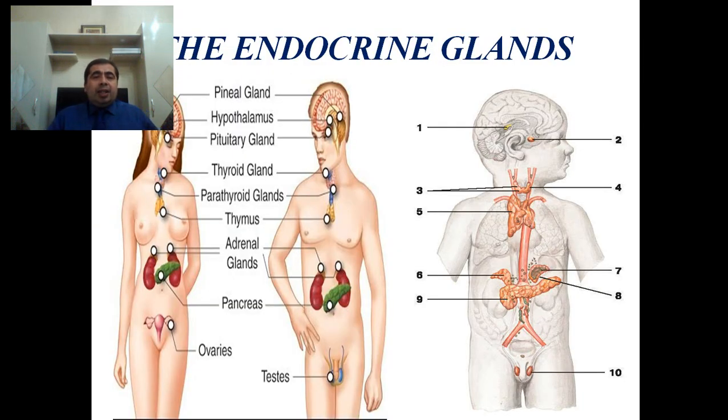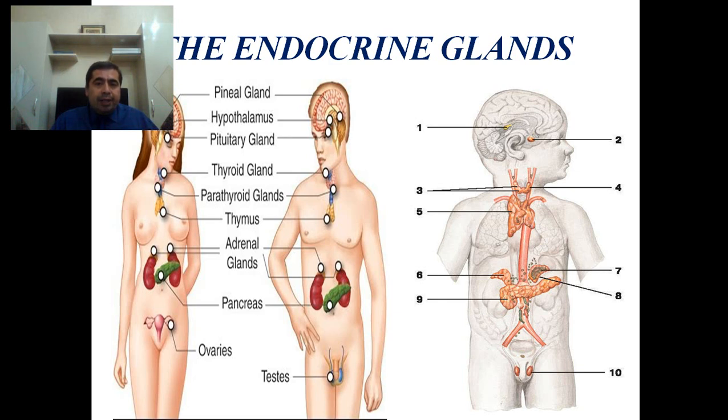About the endocrine glands, this is a very important system of the internal organs. As you know, the endocrine glands don't have ducts. Glandulae sine ductibus. It means glands without ducts. And they are located in many places of the human body.